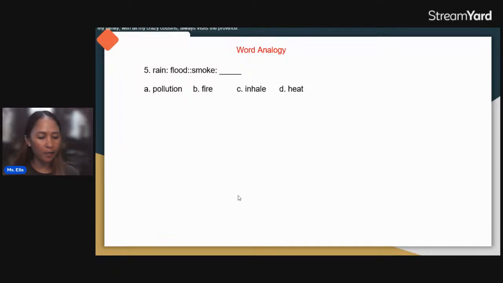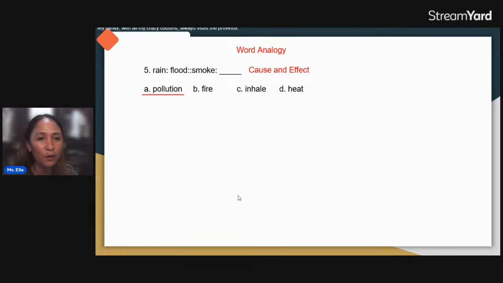Okay, so here in this sentence, since the relationship is cause and effect, the correct answer is pollution. Why is it pollution? Of course, it's cause. So why is there a flood? Their relationship is more like, rain is the cause of flood, right? Now smoke is the cause of pollution. It's not fire.